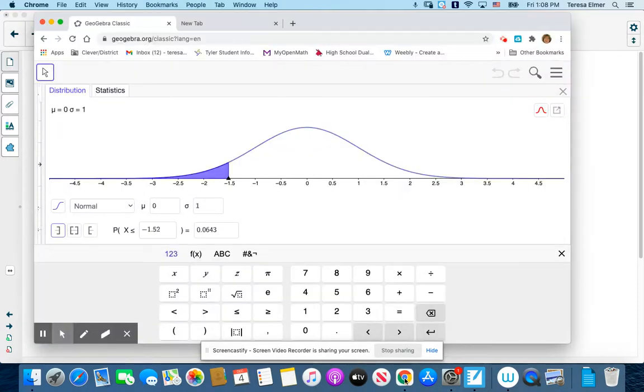So we go to GeoGebra again, and this time we want the area in the, I guess we can't use the interval. So let's just use the left side. We have negative 1.64. That gives us 0.0505, but that also means I have 0.0505 up here.